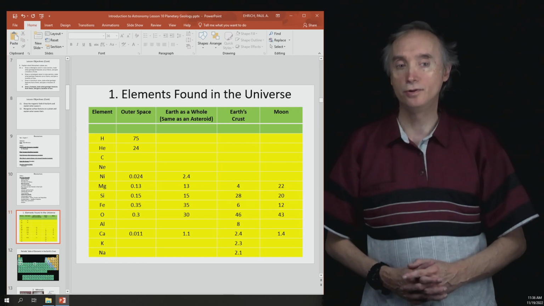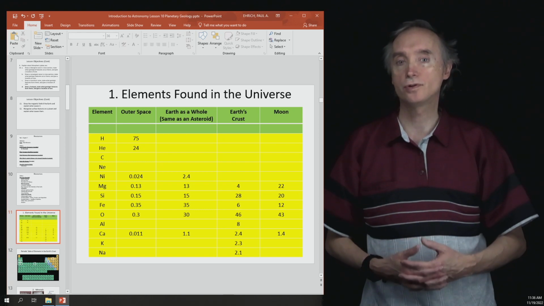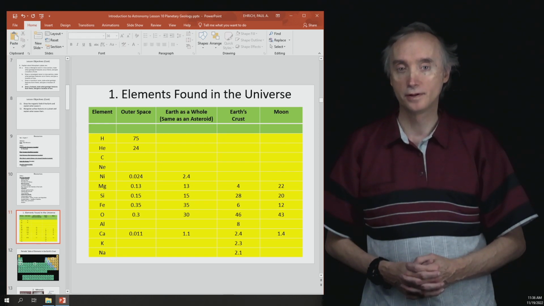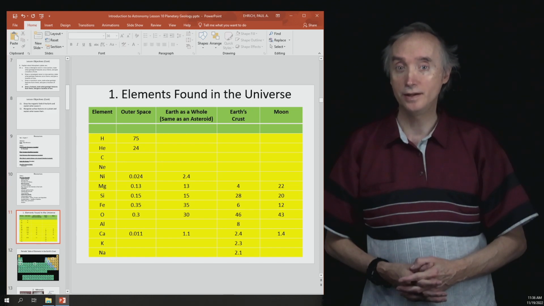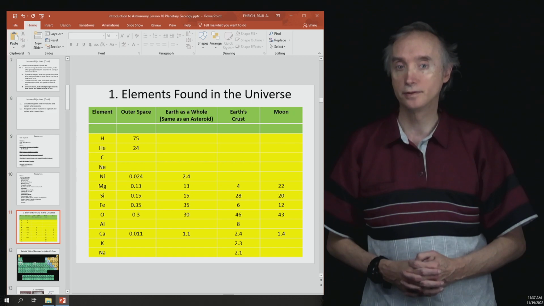If you're one of my students taking the exam, I would want you to know the two top elements found inside the Earth. That's going to be iron and oxygen. Now notice that the Earth as a whole doesn't have very much hydrogen and helium. So what's going on here?